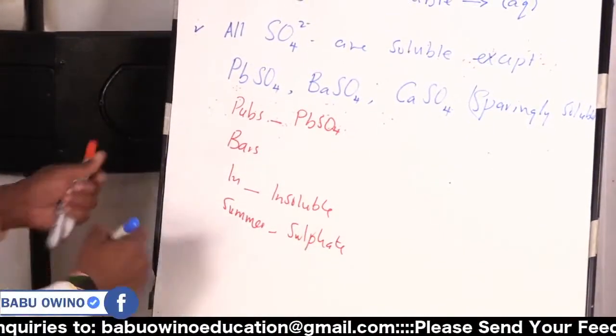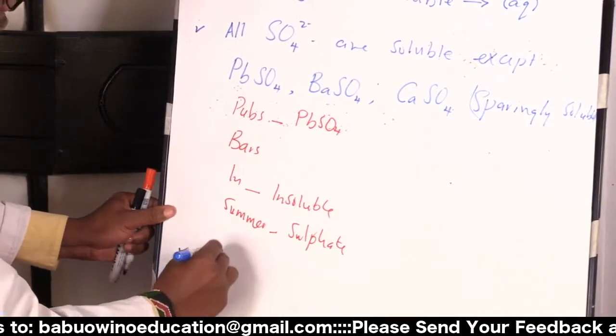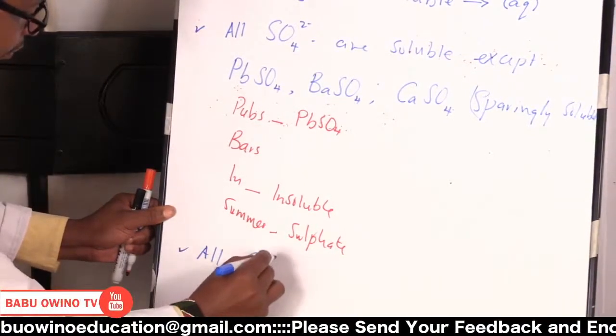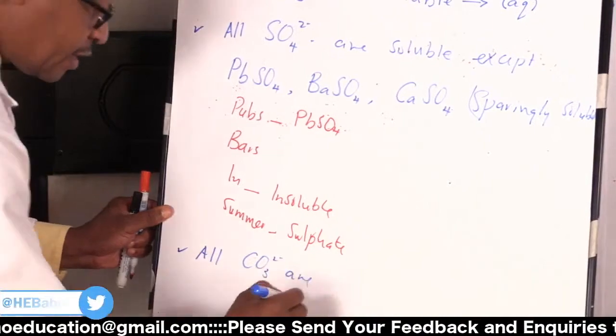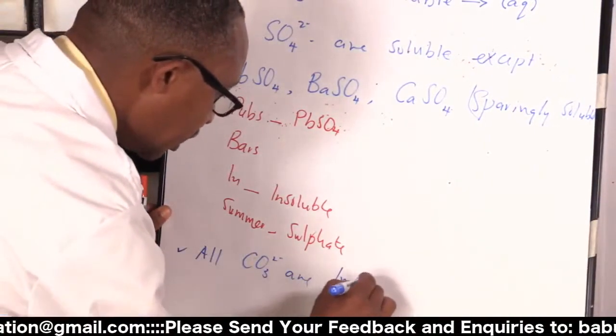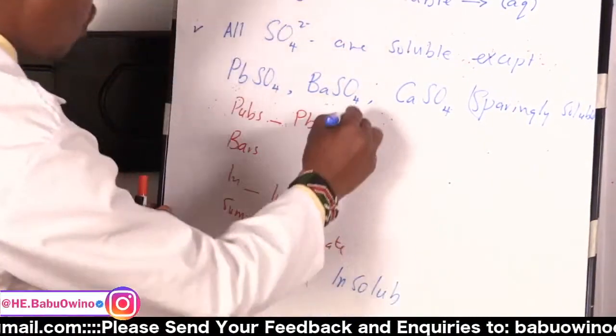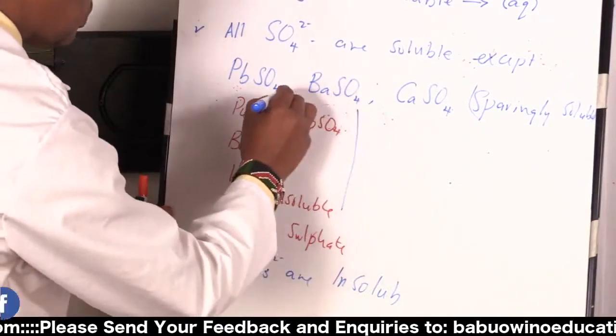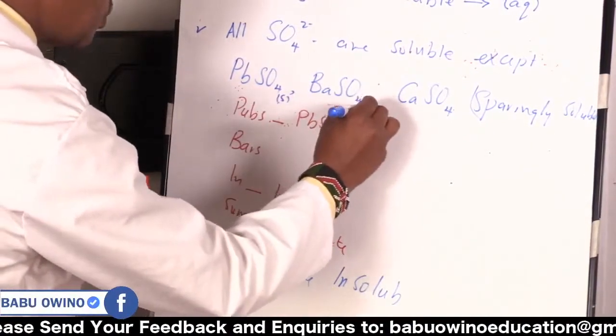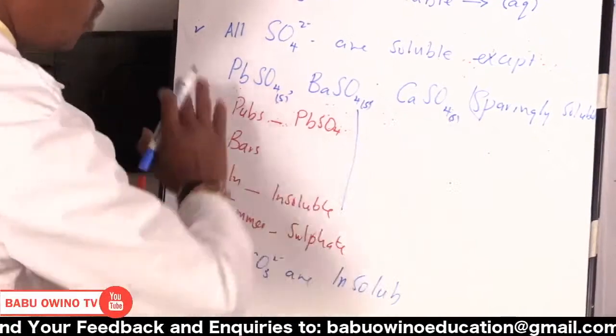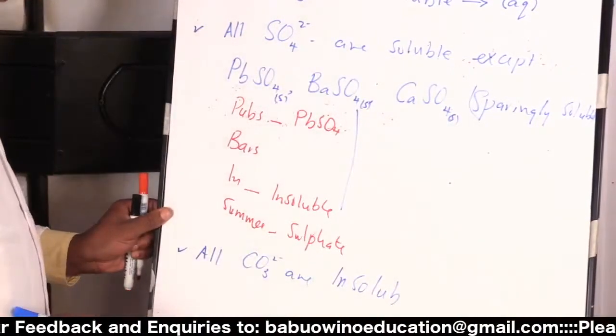Then, from there you can have all carbonates are insoluble. So all these ones are solids. These ones are solids in the reactions. All the others would be aqueous.